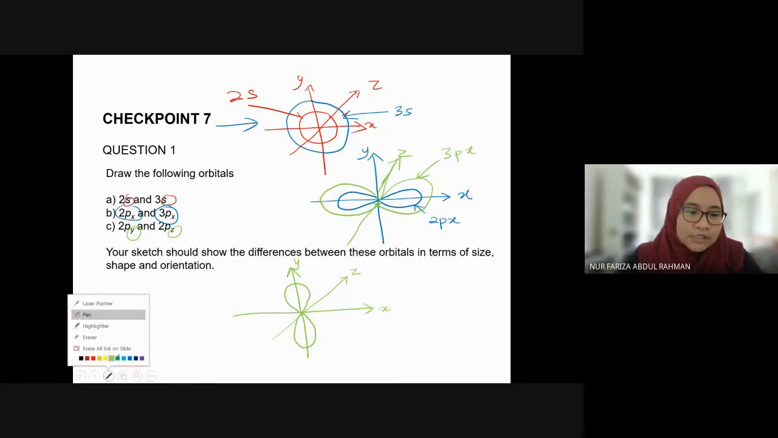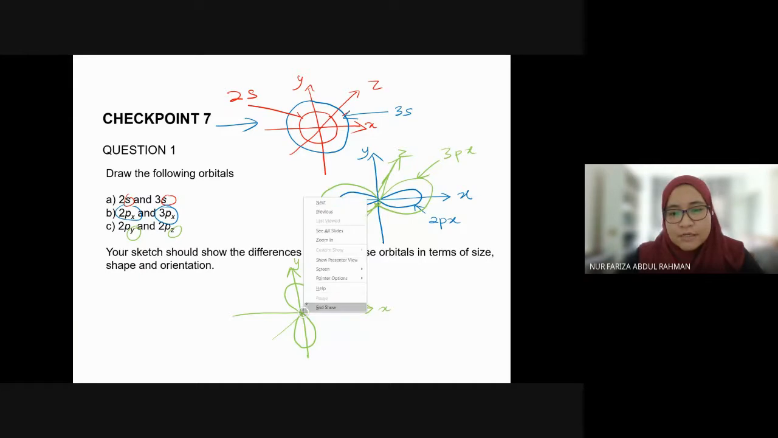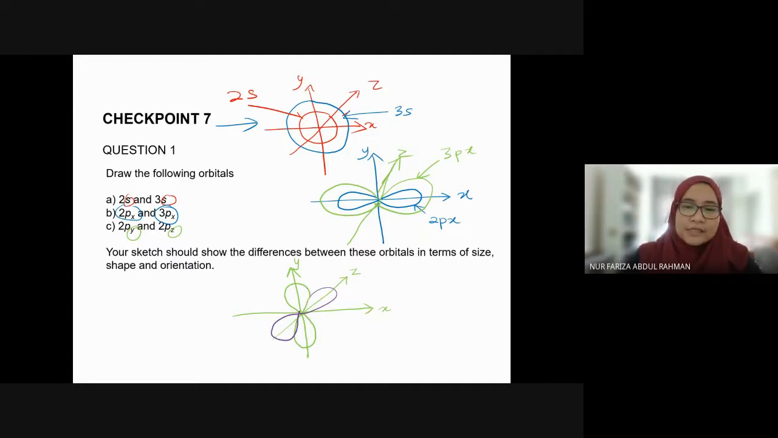Maybe I want to change color to purple. So the pz will be like this. Okay, so this is PZ. The green one will be the PY. Did the purple disappear? Alright. So they differ in terms of orientation, but not in terms of the size. So the size should be more or less the same. Don't make it too different. So A and B differ in terms of size. C, they differ in terms of orientation on the axis.